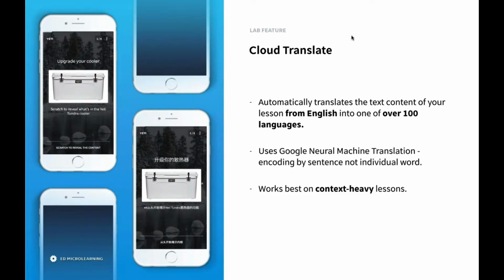This basically uses Google's neural machine translation, and that enables you to translate your lesson, the text content of your lesson, from English into one of over 100 languages. And by using the Google Neural Machine Translation, we're actually encoding by sentence, not by individual word. So it works best on context-heavy lessons, but it works great on all lessons, really, because it does take the whole lesson into consideration when it's translating.